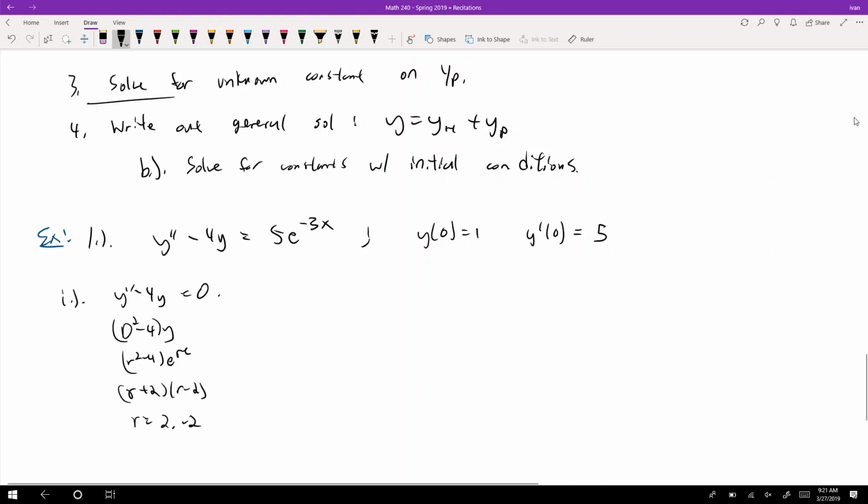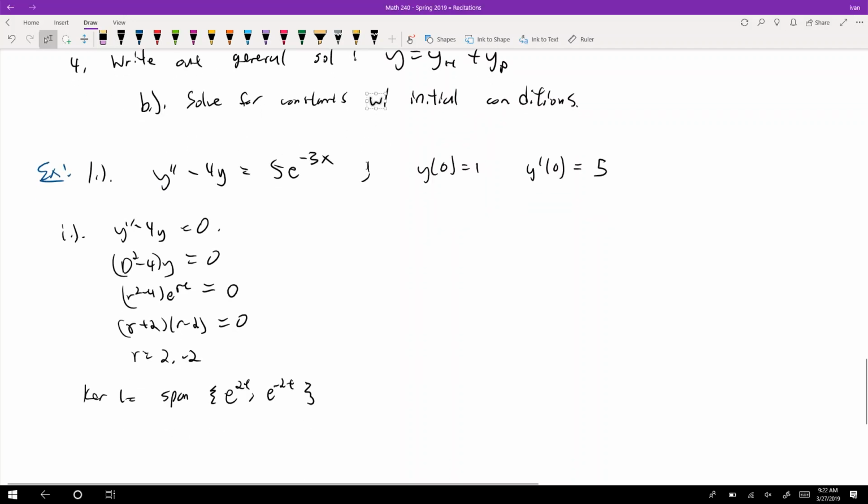So this is stuff we saw last week, and it was on your midterm. Of course, the right-hand side is always equal to 0, but who cares? Okay, so r is equal to 2 and minus 2. And remember, now we find a basis for the kernel of L, which is the span of e to the 2t, e to the minus 2t. And so y_h is equal to c1 e to the 2t plus c2 e to the minus 2t.